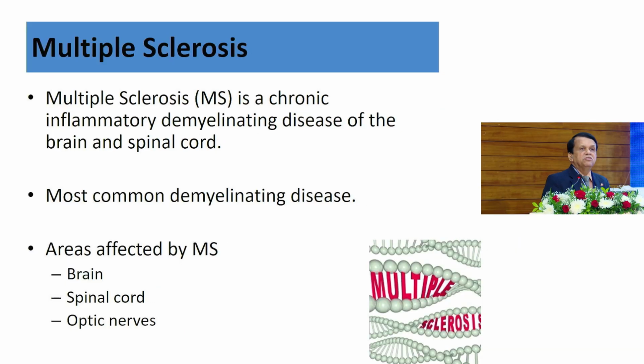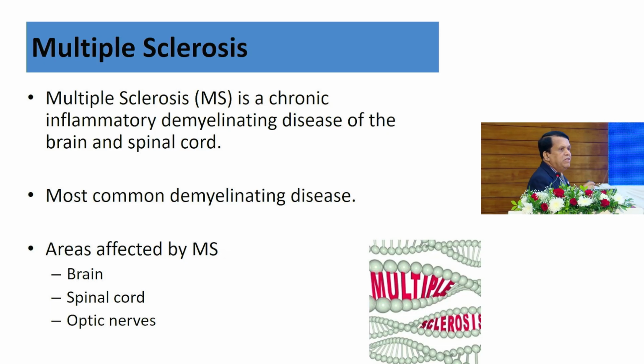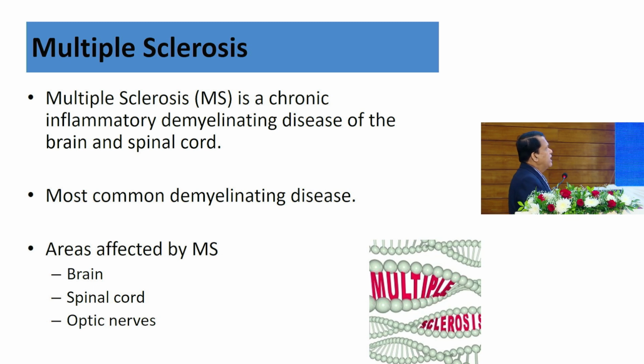Multiple sclerosis is what? It is a chronic inflammatory, and we need to imagine that it is an inflammatory demyelinating disease of the brain and the spinal cord. It is the most common demyelinating disease we are seeing now. Areas affected are usually the brain, the spinal cord, and the optic nerve.